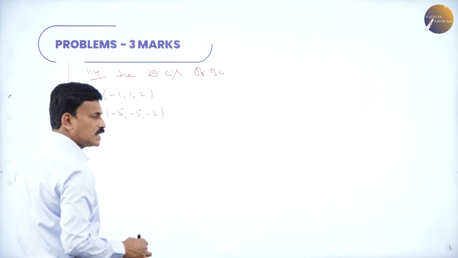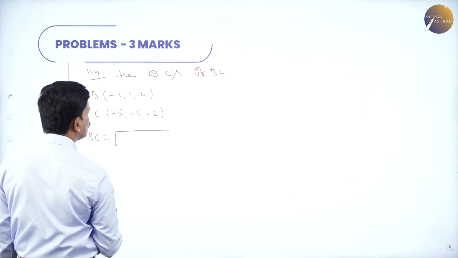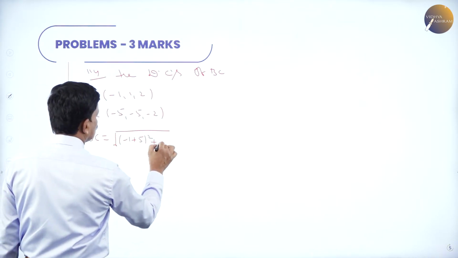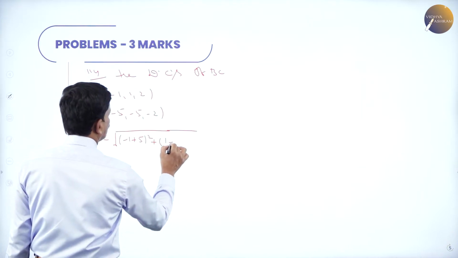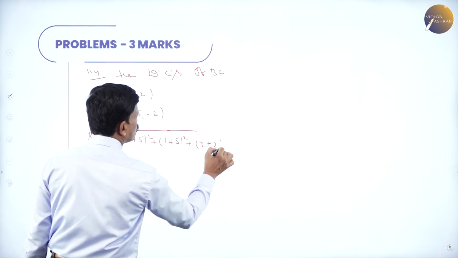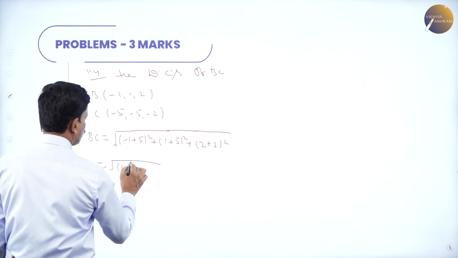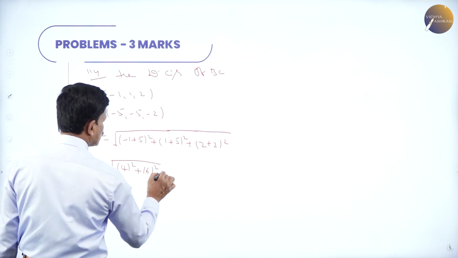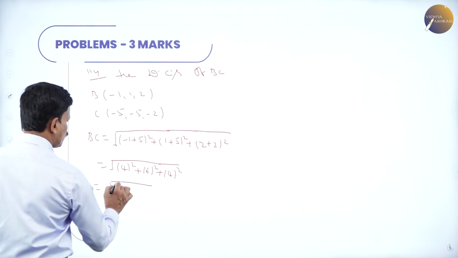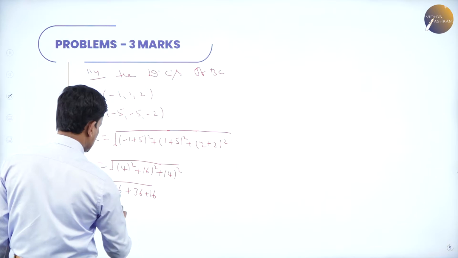Now, find out the distance BC first. BC is equal to root of (minus 1 minus minus 5) whole square plus (1 minus minus 5) whole square plus (2 plus 2) whole square. This is equal to root of 4 square plus 6 square plus 4 square. 4 4s are 16, 6 6s are 36, plus 4 4s are 16.